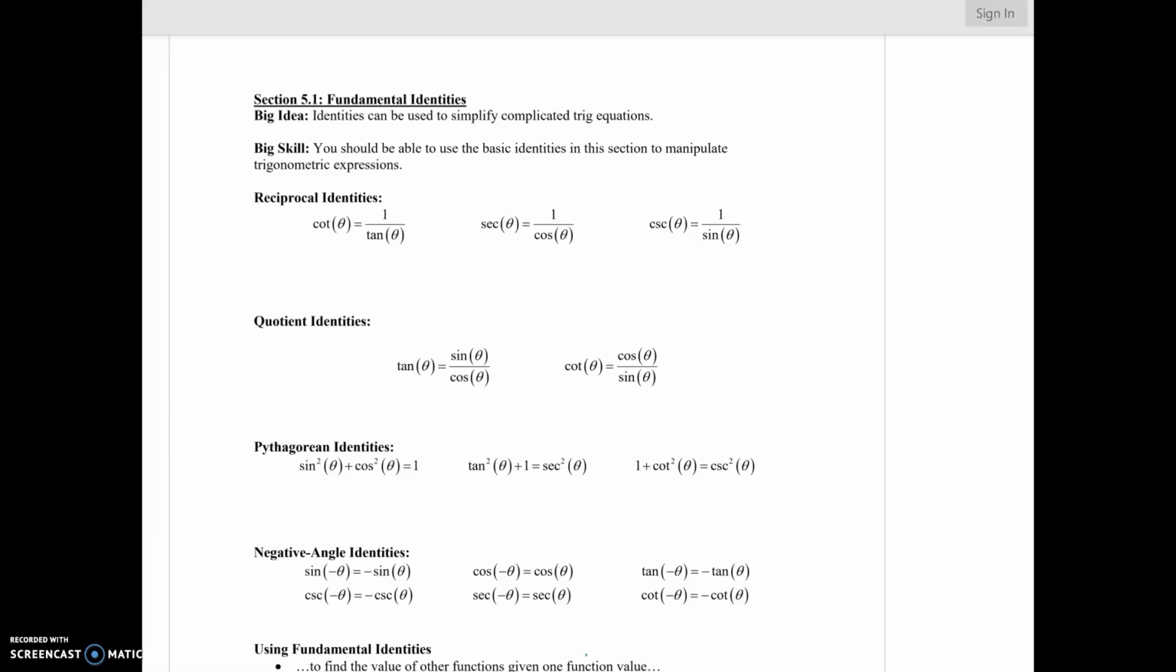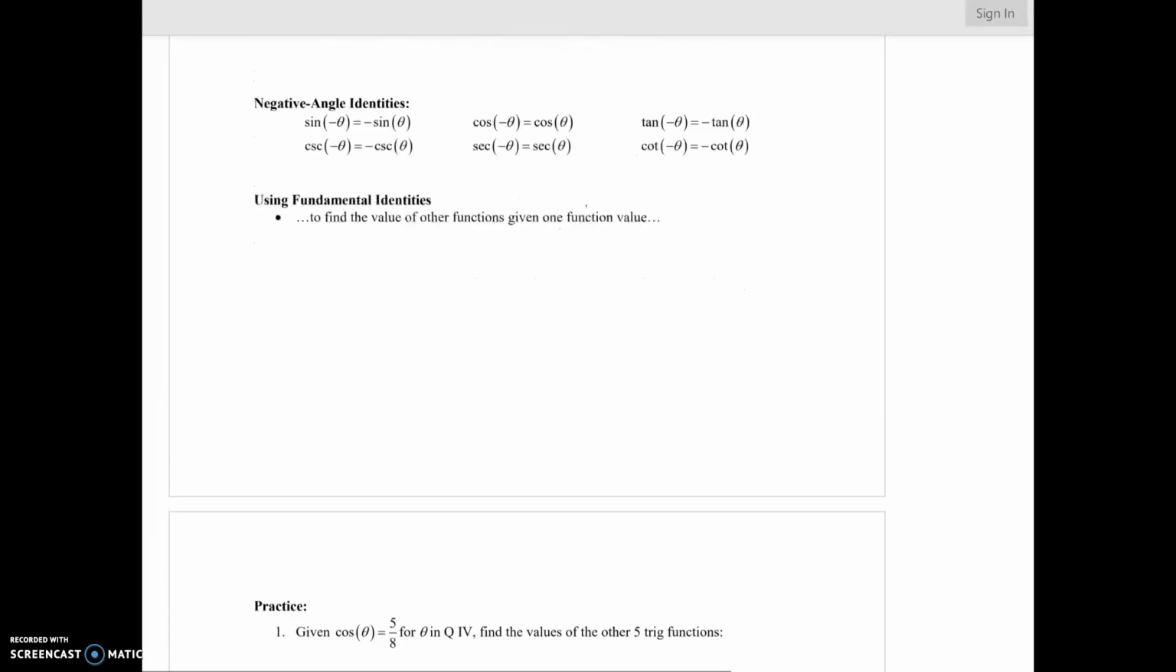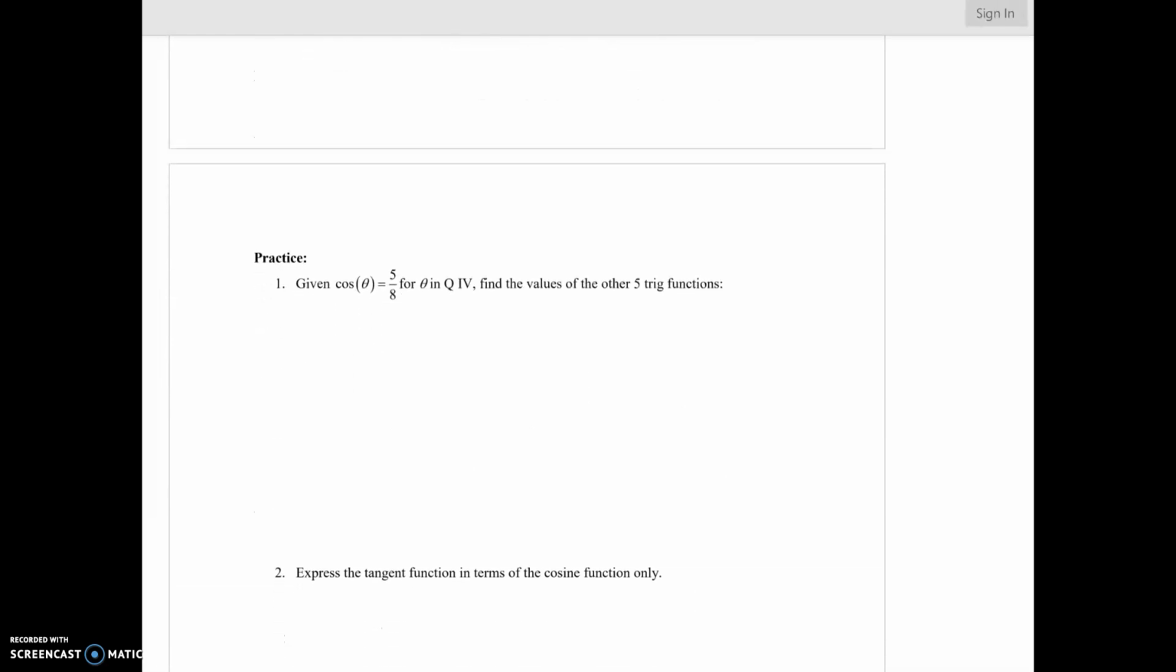Alright guys, so now we are going to work with section 5.1, lecture 5.1, fundamental identities. The big idea is that identities can be used to simplify complicated trig equations, and you should be able to use the basic identities in this section to manipulate trigonometric expressions. You have a list of all the fundamental identities you will have to be able to manipulate. Let's jump right away to practice number 1.